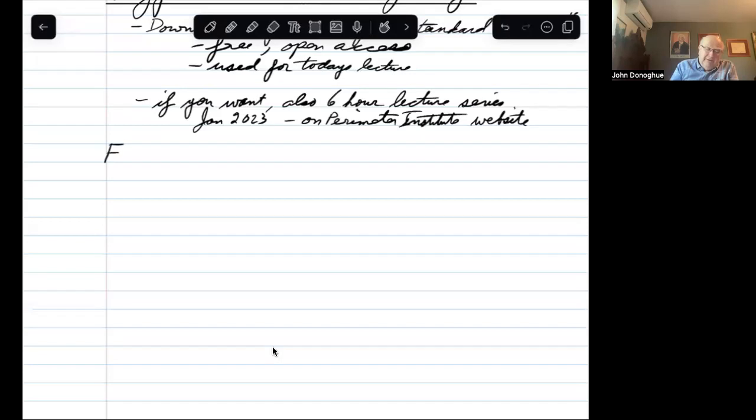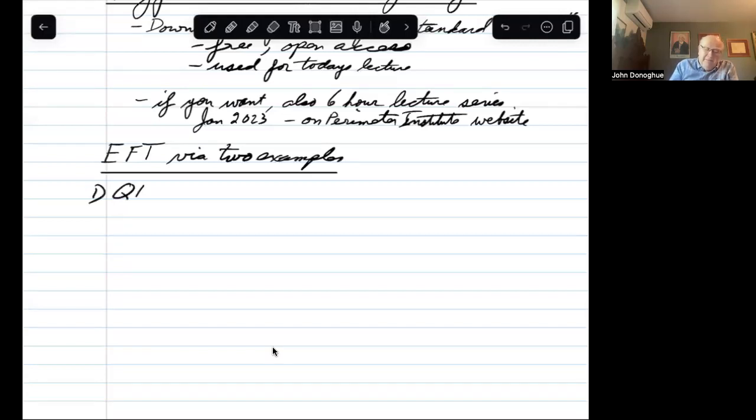So basically, I'm going to do effective field theory via two examples, where we get to see the basic properties. And then the third example will be gravity, of course. So the first one is going to be QED with a heavy particle, a heavy fermion. We'll call it the top.